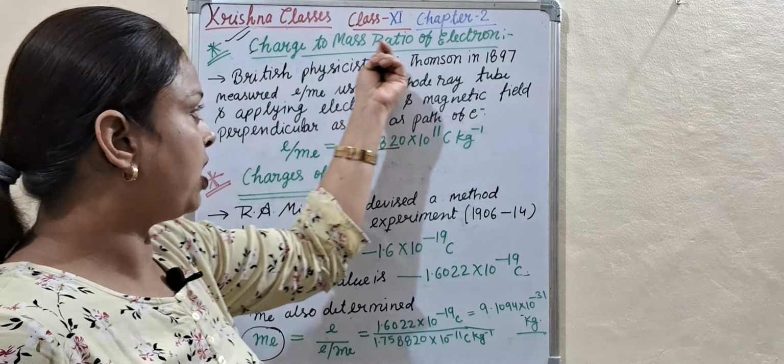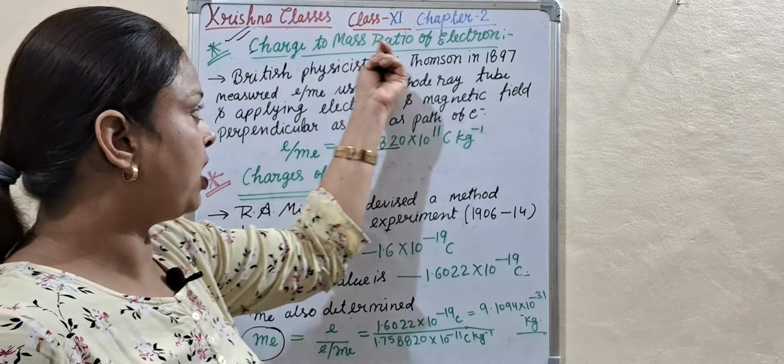So British physicist J.J. Thomson in 1897 measured charge to mass ratio, that is e/m_e, using a cathode ray tube and applying electrical and magnetic fields. I also described the cathode ray tube with a picture in my previous video, so for knowledge of this topic, you have to watch my previous video. The fields were applied perpendicular to each other as well as along the path of the electron.